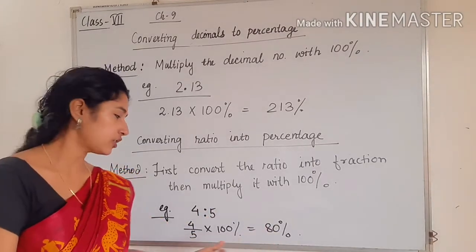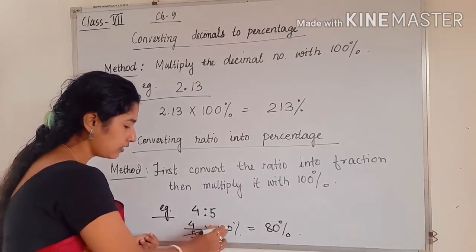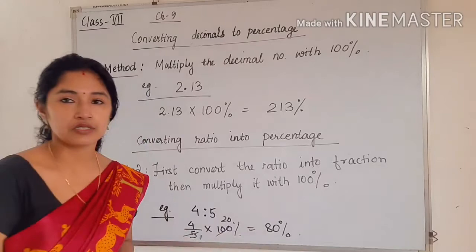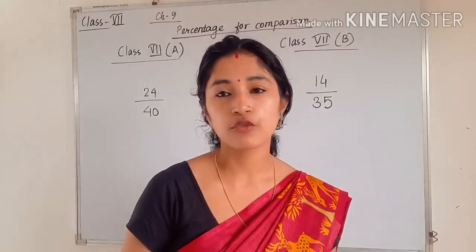Okay, so now this part we have to convert it into fraction. We have to write in fraction. So just multiply it with 100% and then cancelling. After cancelling it, you will get 20 here. So 20 into 4 will be what? 80%.